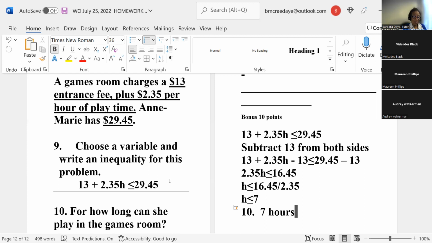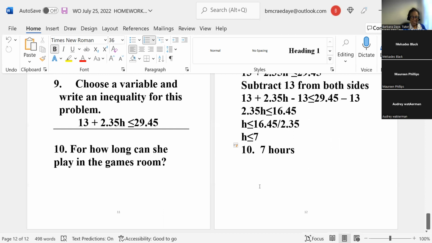And you know what this is, right? This is the slope intercept formula, y equals mx plus b. B is the 13. The mx is the 2.35H. Remember that formula, the slope intercept? Yes, Mercedes. This equation is in the format y equals mx plus b.